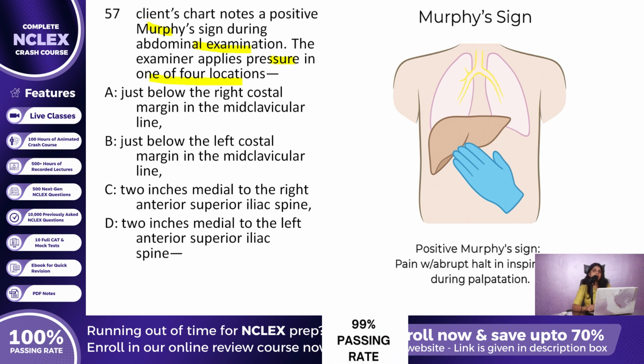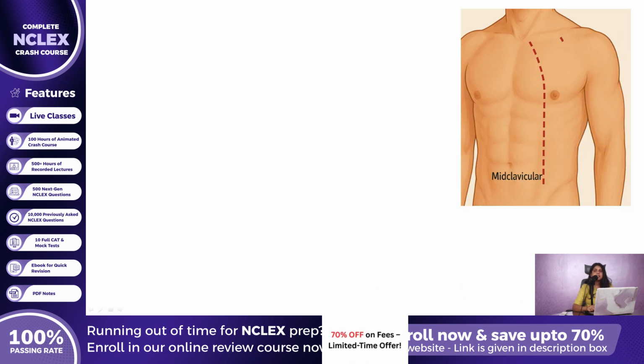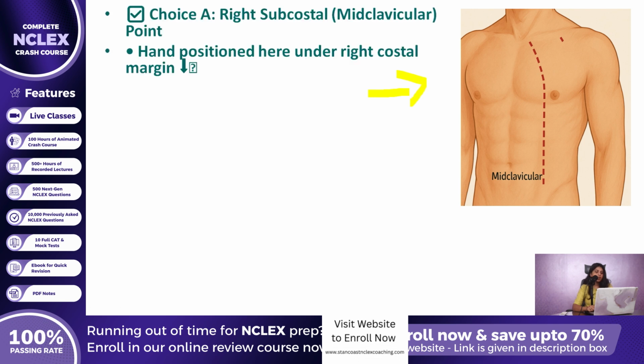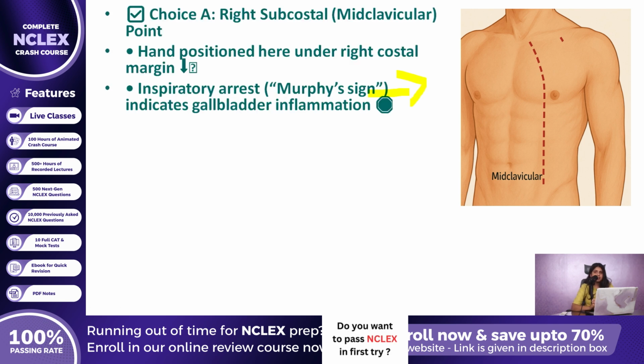And the correct location is A. Just below the right costal margin at the mid-clavicular line. This spot overlies the gallbladder. A sudden inspiratory arrest, when the diaphragm pushes the inflamed organ against the hand, confirms acute cholecystitis. Option B overlies the spleen and stomach.